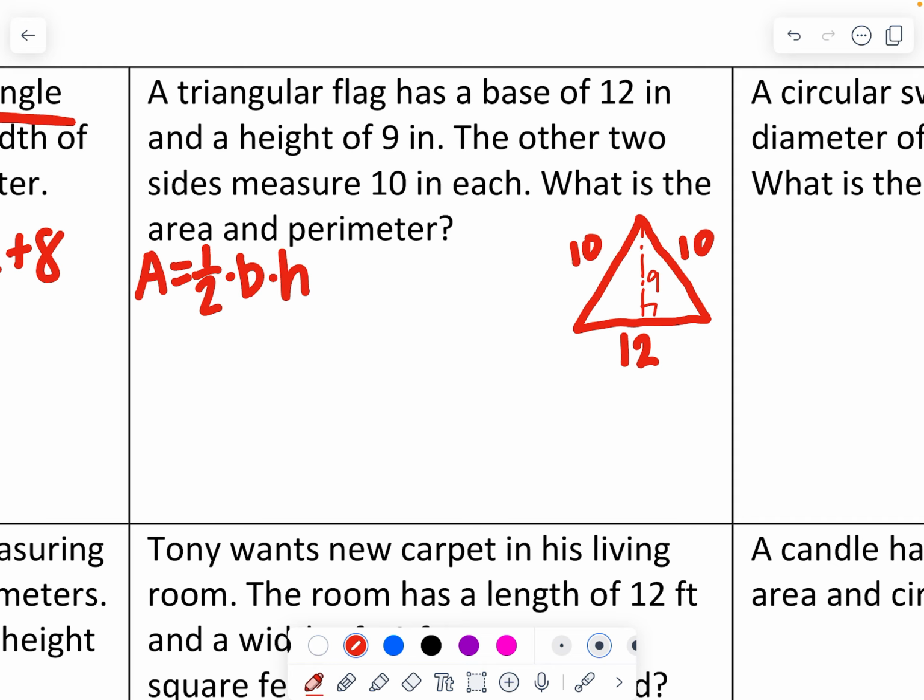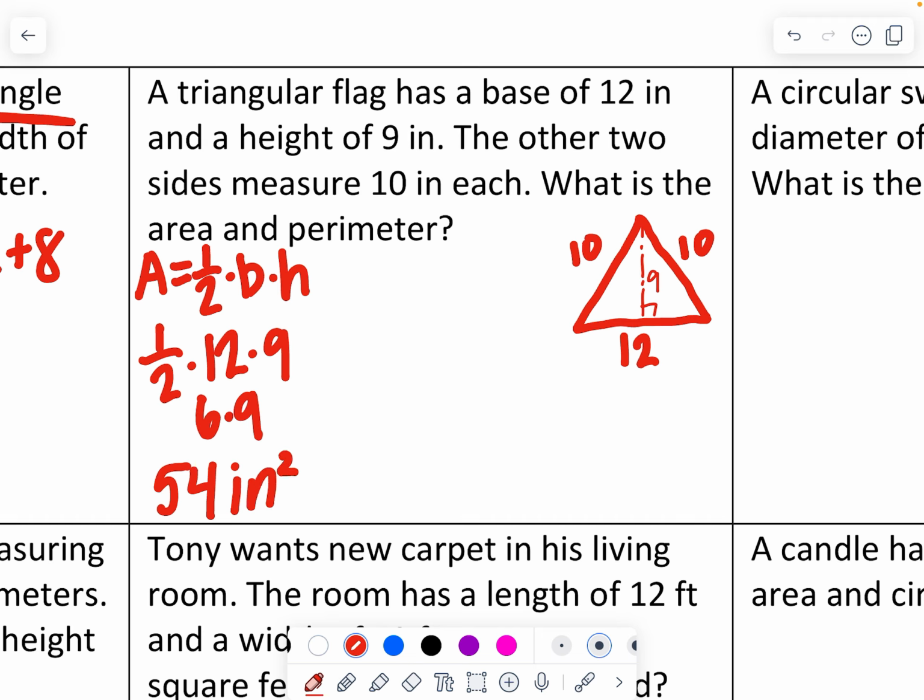The base of our triangle is 12, so we'd have 1/2 times 12. And then the height of our triangle is 9. I would multiply all three of those numbers. You can put the whole thing in your calculator, but most of you know that half of 12 is 6. So this would just be 6 times 9, which is 54. So we'd get 54 inches squared, and that would be our area.